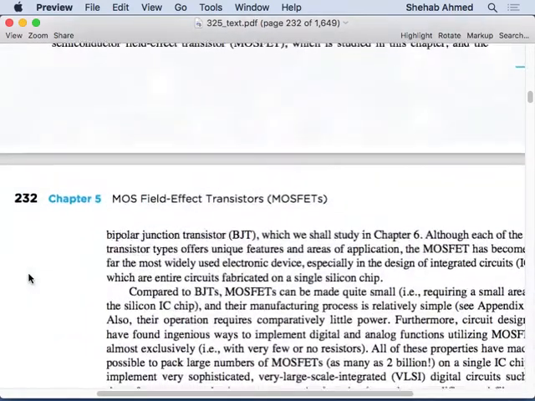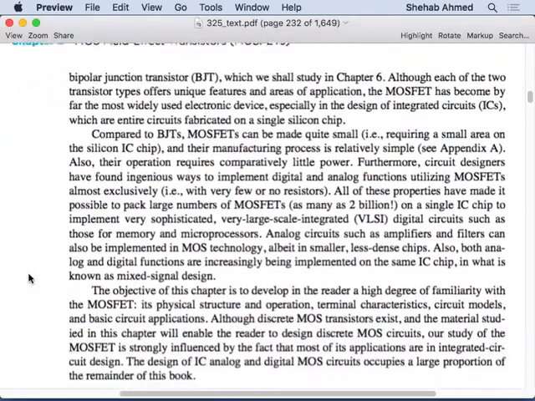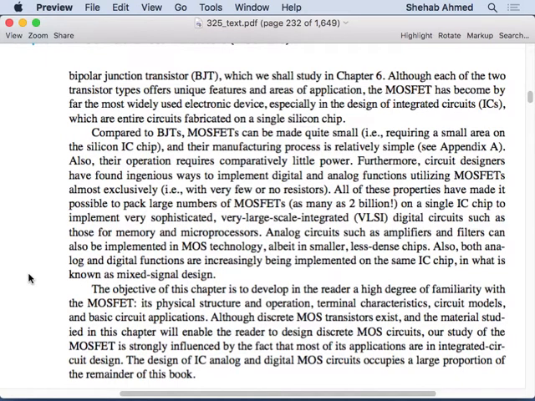So again, as we said, these MOSFETs are the workhorse of today's industry. They're found in analog circuits, in digital circuits, in discrete form, and in semiconductor form. You can cram 2 billion MOSFETs on an IC to create a processor, for example.